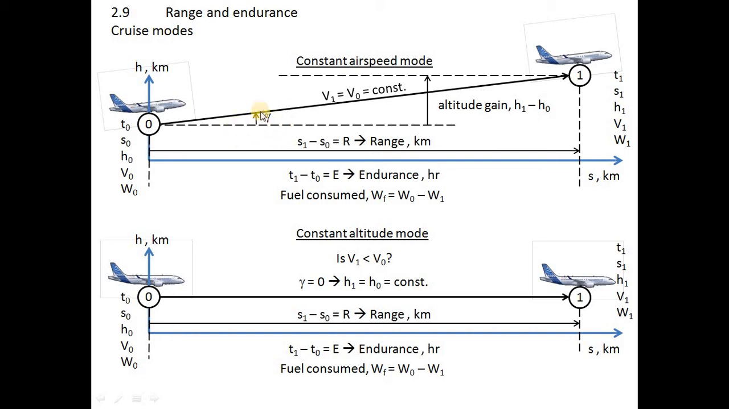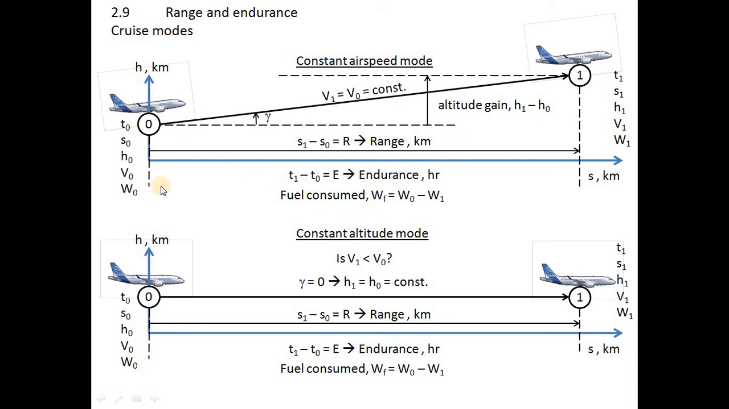So in the first case, let's imagine that it climbs up at angle gamma, which is quite small. After a certain amount of range, it will arrive at a certain destination at time t1, displacement s1, altitude h1, so it will gain the altitude, but the velocity remains constant. So v1 is equal to v naught. It is constant, but now the weight is different. W1 is less than W naught. The difference in weight is the amount of fuel it has consumed. That is for constant airspeed mode.